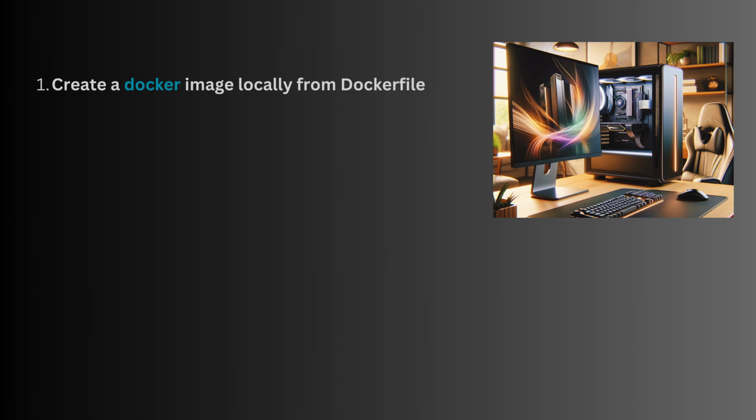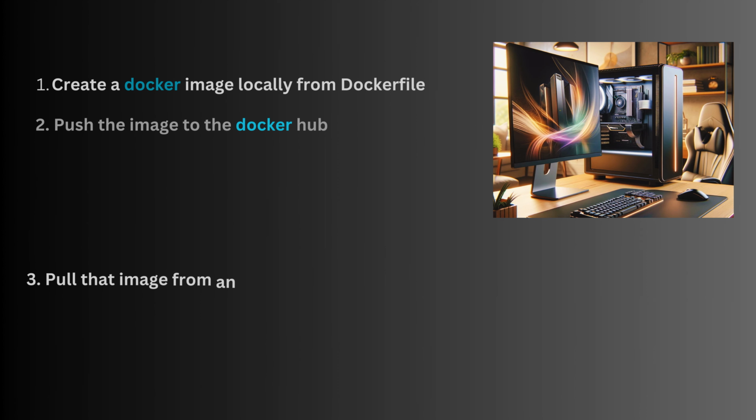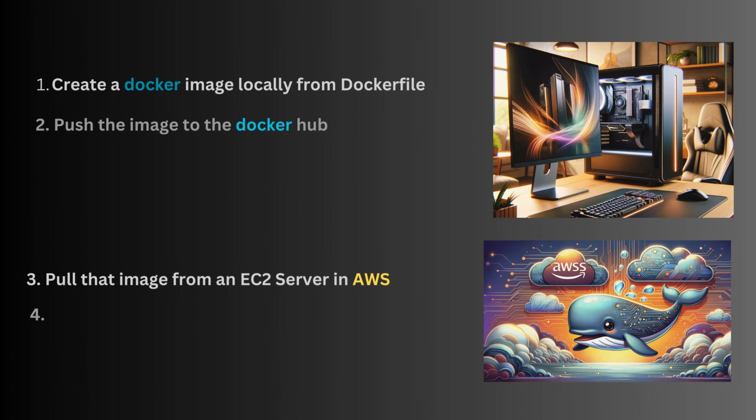Welcome to another video. In this video, we are going to create a Docker image locally from a Dockerfile and push that image to the Docker Hub. Once that is done, we will pull that image from the EC2 server in AWS and we'll be running a container there. Okay, now let's dive into the video.